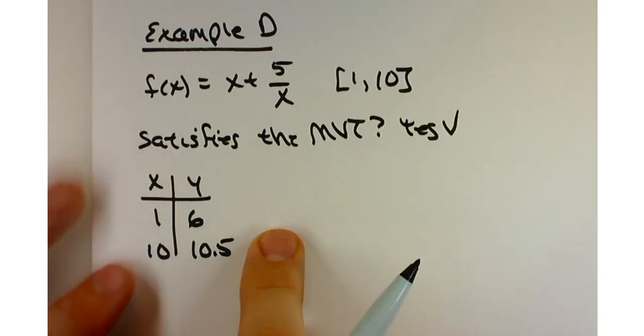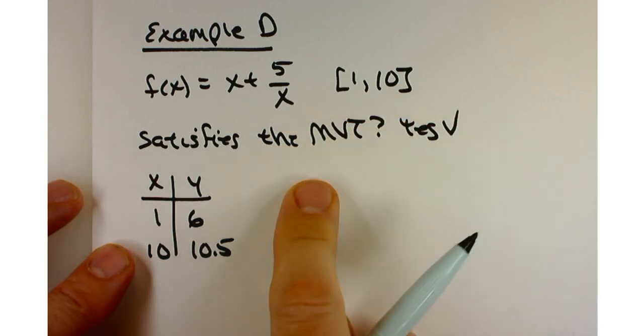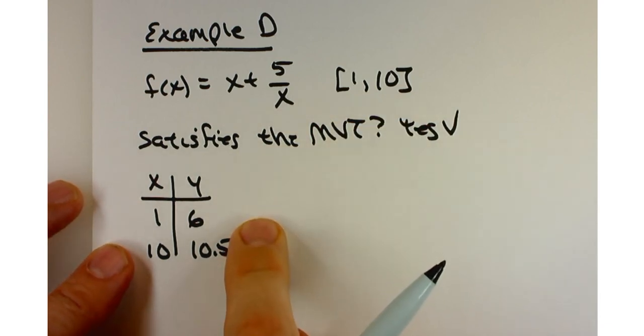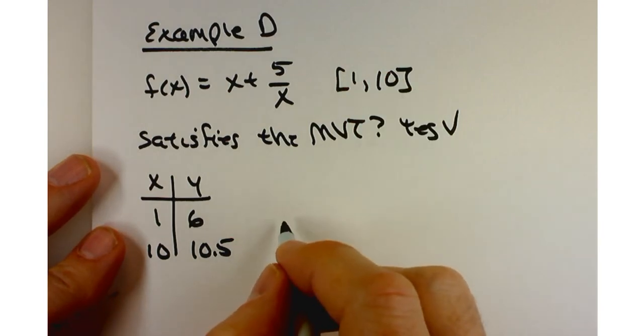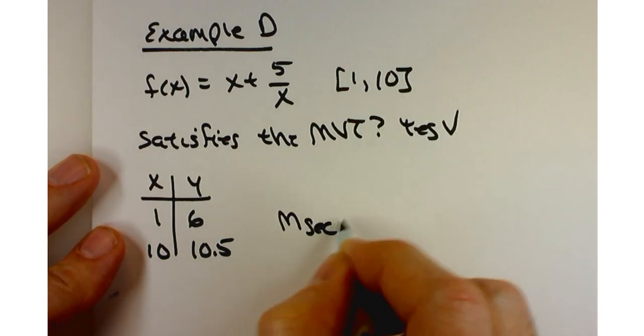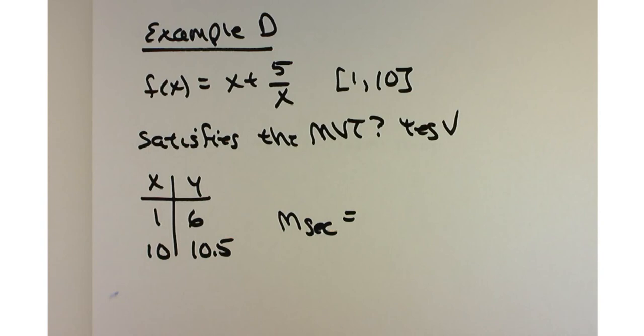So at some point in the interval 1 to 10, the slope of the secant line is going to equal the slope of the tangent line. Let's find the slope of the secant line first. Matt, what do I have to calculate to get the slope of the secant line? What should I do?